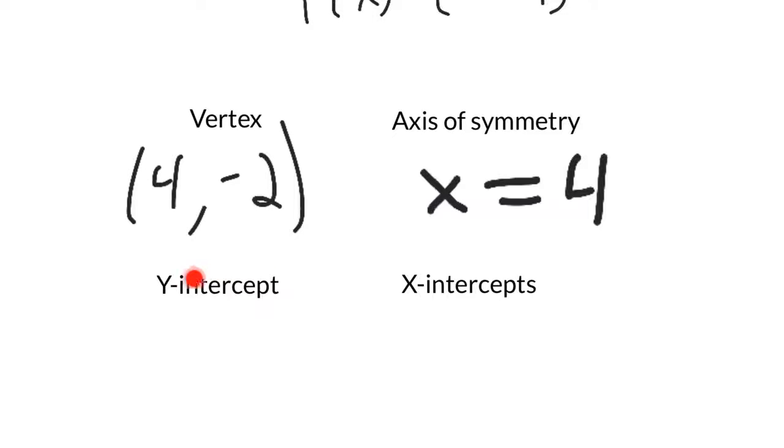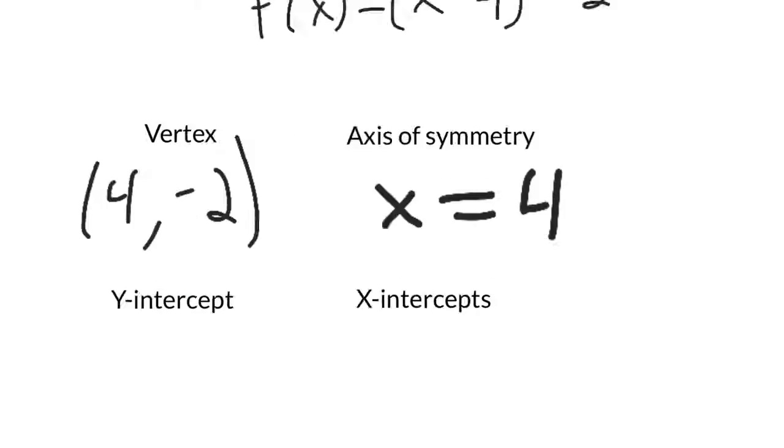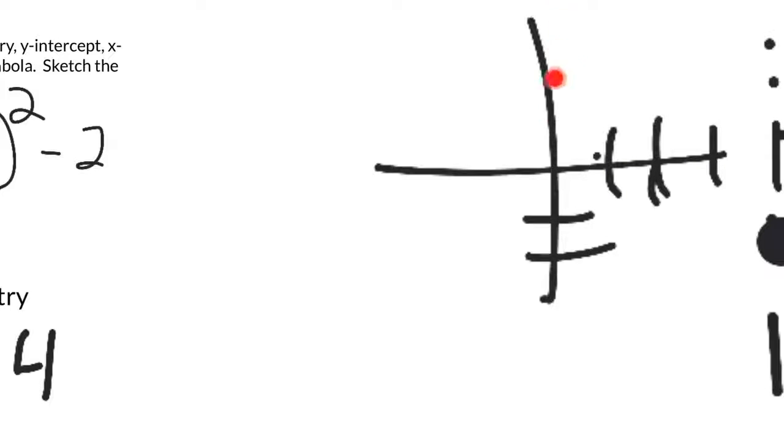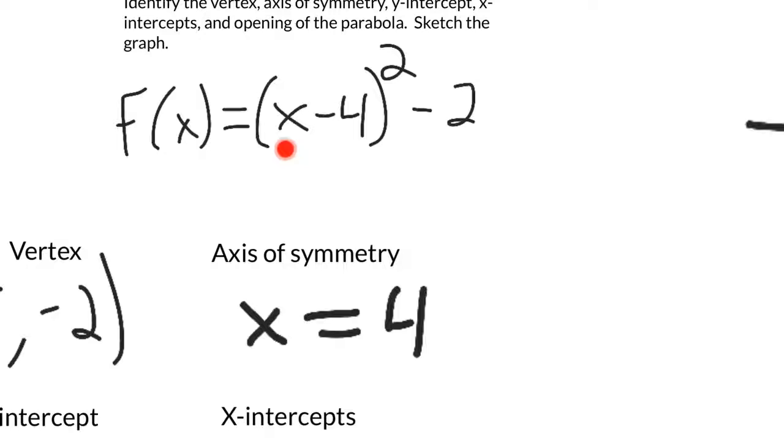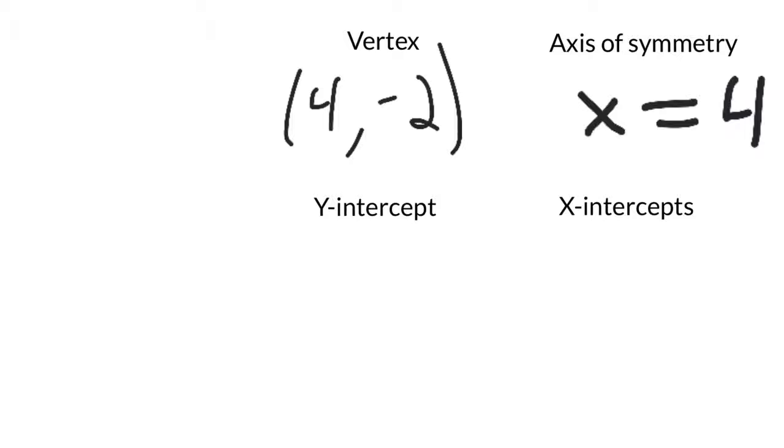Y-intercepts occur where x equals 0. Wherever it crosses the y-axis, wherever it crosses here, these are all x-coordinates of 0. So by plugging in 0 into this function, you can find out the y-intercept. And if you put a 0 in there, 0 minus 4 gives you negative 4. Negative 4 being squared gives you positive 16, and 16 minus 2 gives you 14. So our y-intercept is 14.